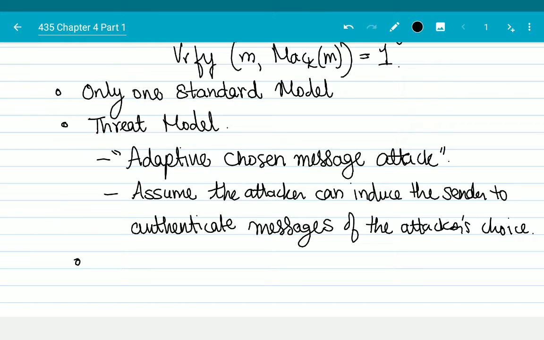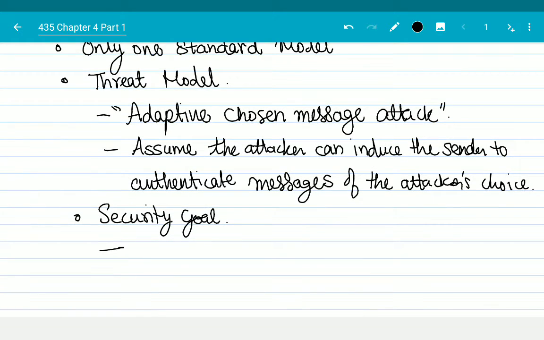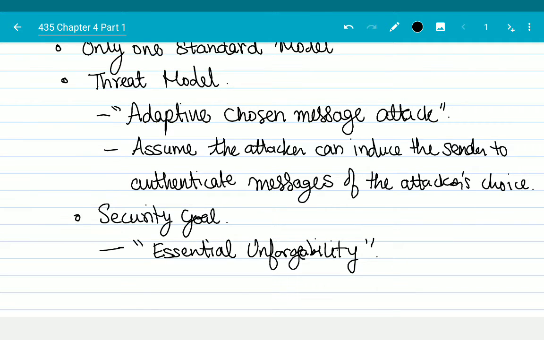What's the security goal? In reasonable terms, it should be essentially unforgeable. For all practical purposes, you should not be able to forge someone else's identity. Only the original sender's message with its code should be verified, and everything else should fail. So, essential unforgeability.